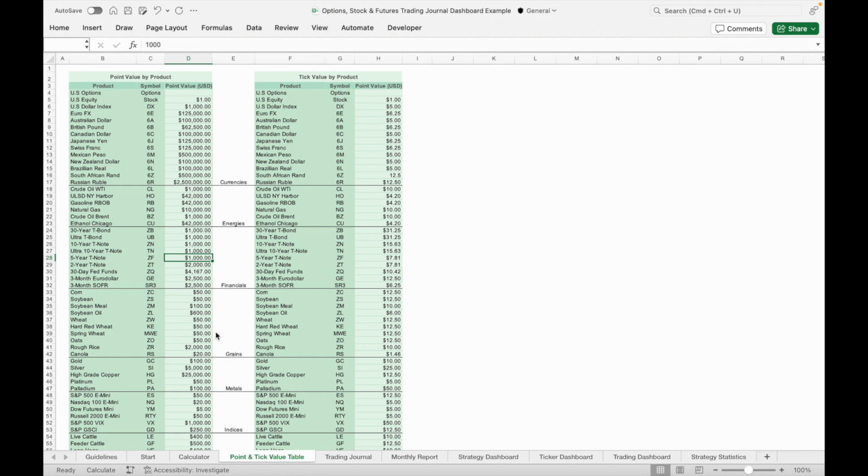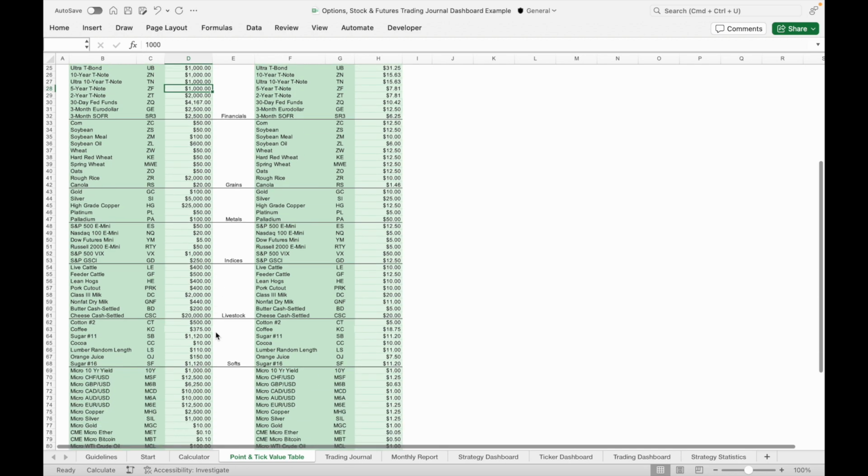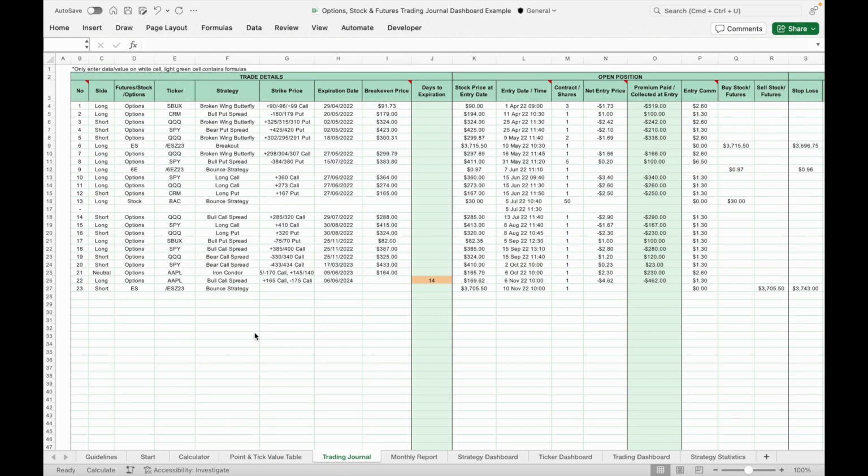Next, we have the point and tick values table, which includes a list of futures products. If the futures product you are trading isn't on the list, you can manually replace some of the symbols and point values with those of your specific futures product. Now I will show you step by step how to input your trading data into the spreadsheet.